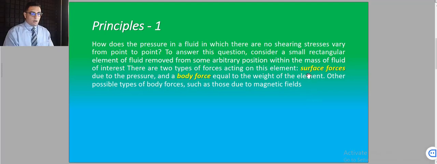The forces are due to surface as well as body, where pressure is due to the surface and the weight is due to the body. There might be some other possible body forces, such as magnetic fields or any other forces.